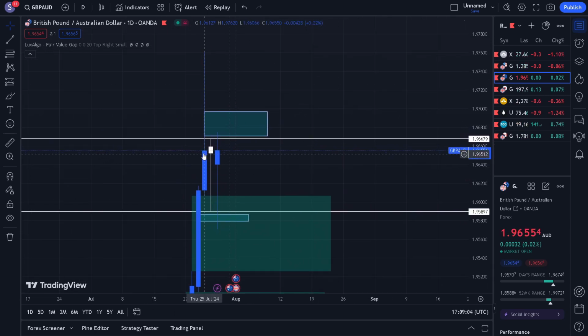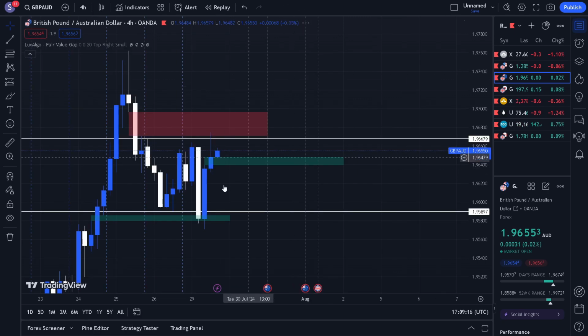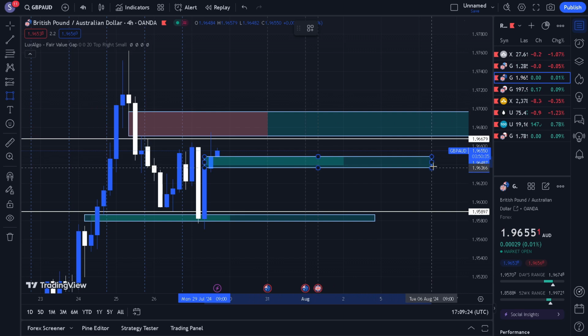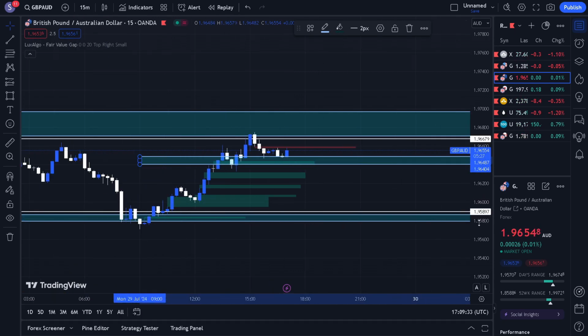All right. So the first step would be to mark out the highs and lows of our previous day. As you can see, this is GBP AUD. We have marked out the previous highs and lows. Now let's go to the 4 hour time frame. Now you have to mark out the fair value gaps at the 4 hour time frame because that is when the fair value gap is strongest, right? So here's another fair value gap. Let's shift to the 15-minute time frame to see our trade.